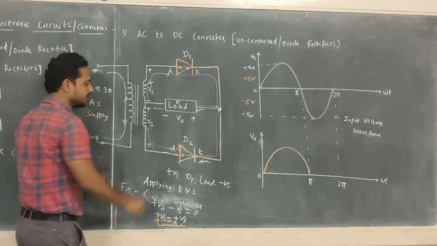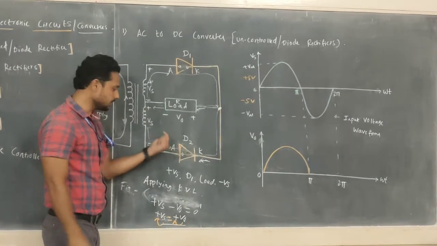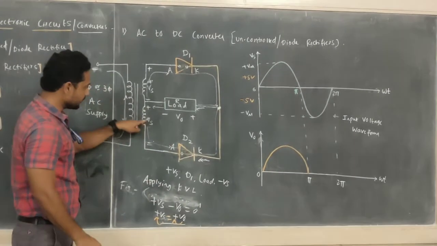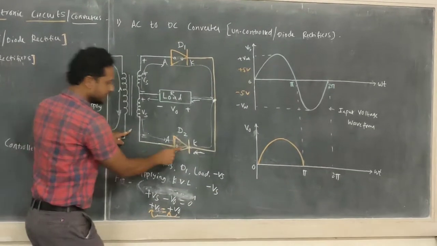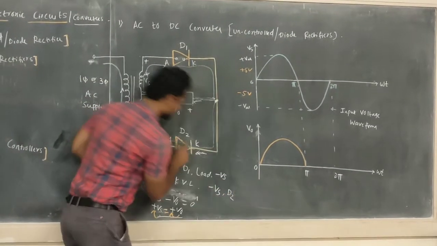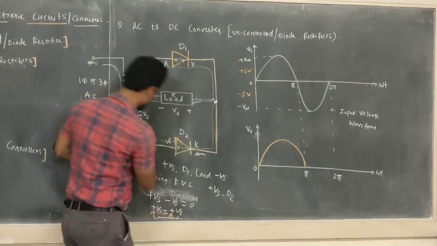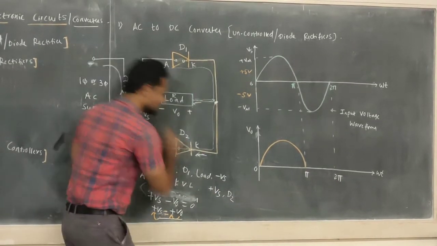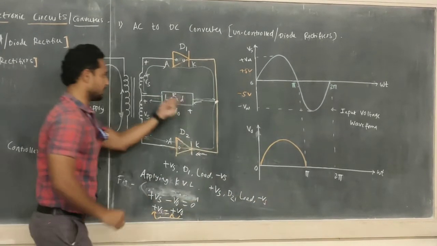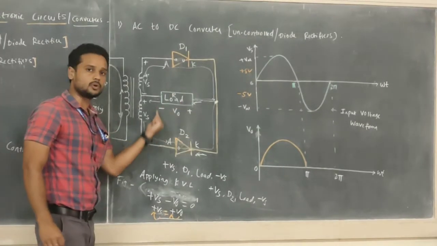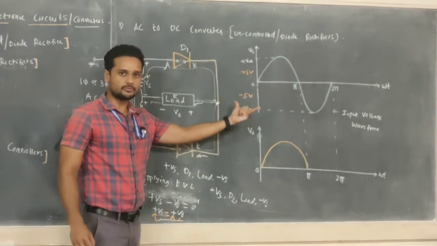Before applying KVL, what will be the direction of flow of current during the negative half cycle? It starts from minus Vs here, then goes through diode D2. The polarity will be the same, and it flows to the load and comes back to the negative terminal of the supply. This will be the direction of flow of current during the negative half cycle of the input voltage.